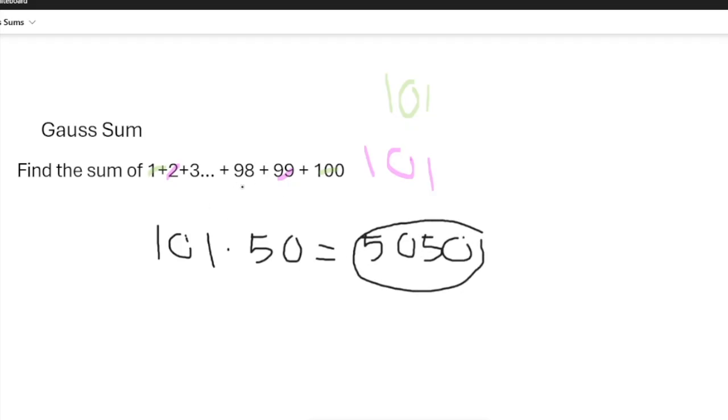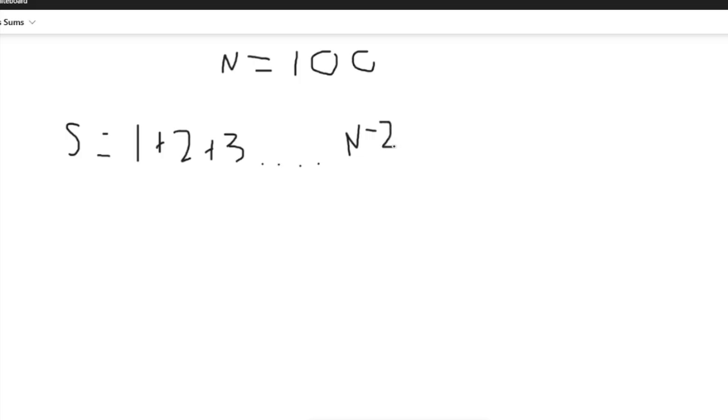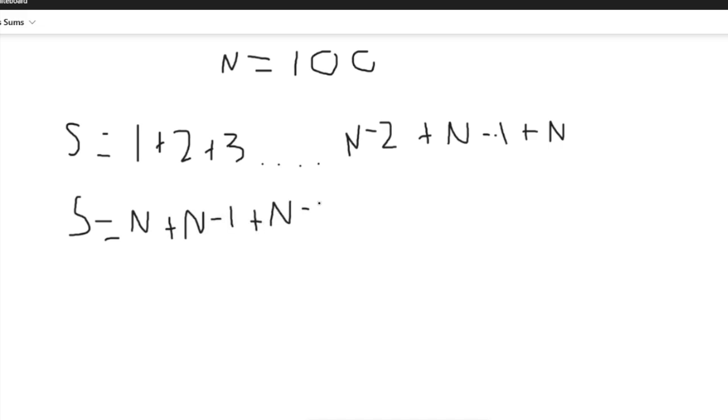So we can actually use this to derive a formula. So I'm going to go down a bit. Actually, I'll move off to the side here. And if we do S as the sum of all of them, and then instead of 100, let's set n equal to 100, which is the last number in the series. So we can do 1 plus 2 plus 3 all the way until n minus 2 plus n minus 1 plus n. And then we can write this in reverse as S equals n plus n minus 1 plus n minus 2 in decreasing order.